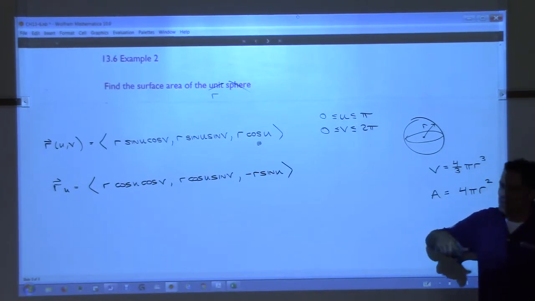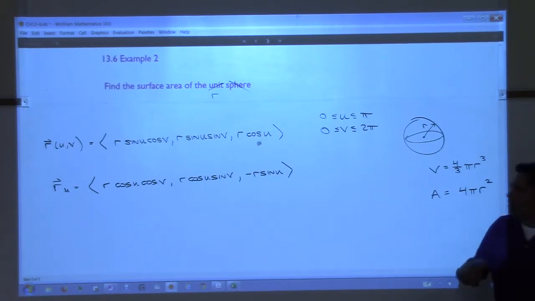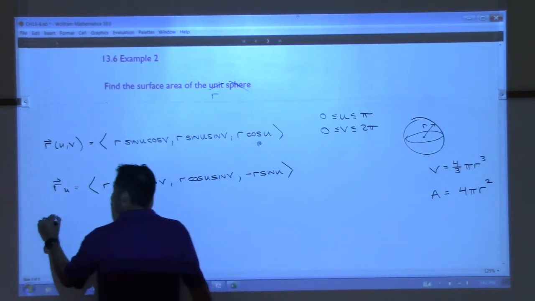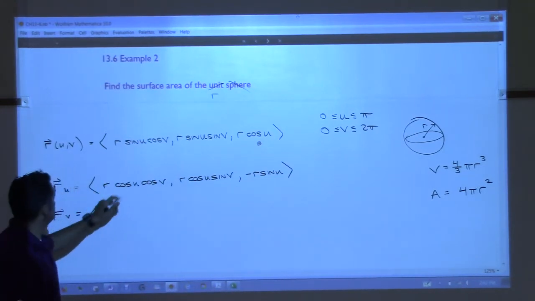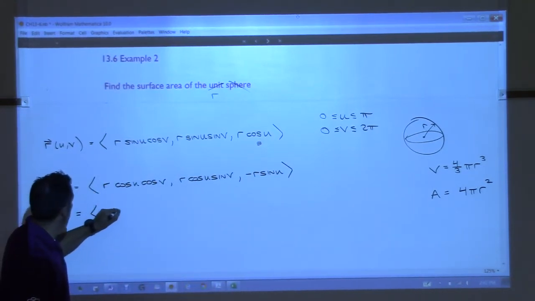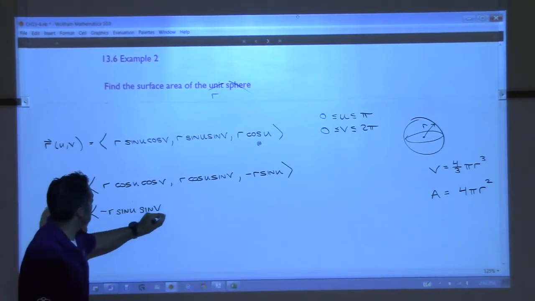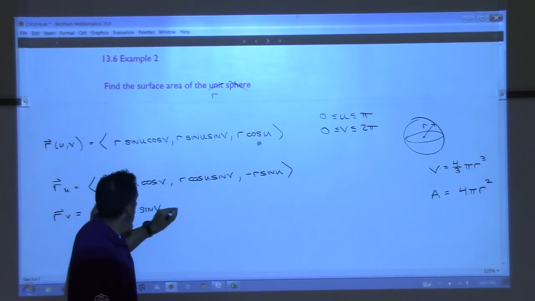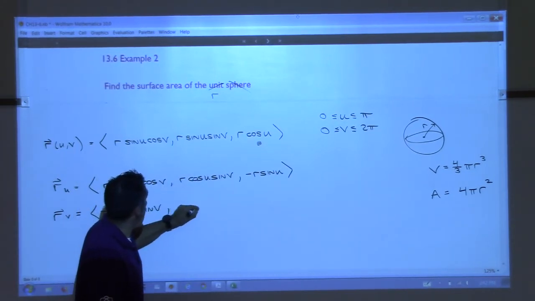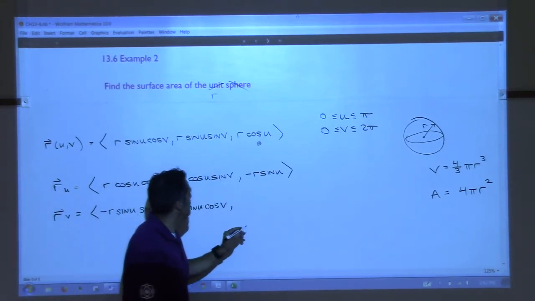On the previous one, did I do u before v or v before u? I did u before v, right? Yeah. Okay, so now let's take the partial of r with respect to v. With respect to v, we should get negative r sine u sine v. And then this piece here with respect to v should be r sine u cosine v. And then that one should just be 0, right?